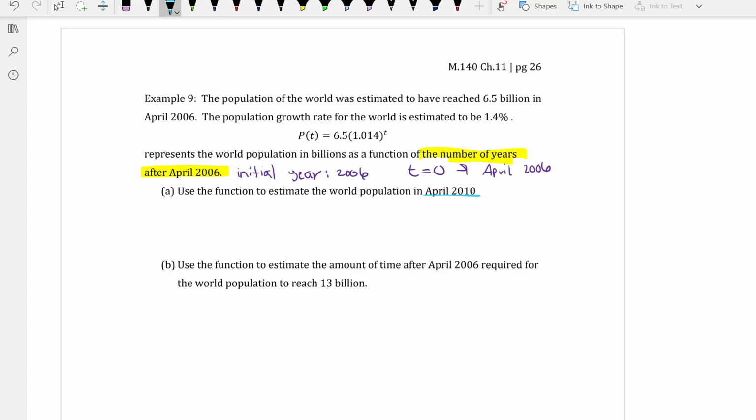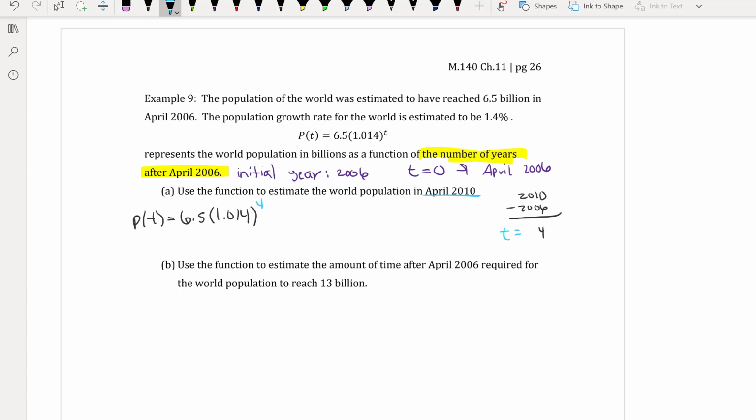So when it says April 2010, how many years is that since April 2006? Hopefully you remembered that you're going to do a subtraction. So 2010 minus 2006, and that is going to give me 4. So this is telling me that t equal to 4 represents April 2010. So I'm going to plug that into my equation. P of t is equal to 6.5 times 1.014, and that t value here is 4.